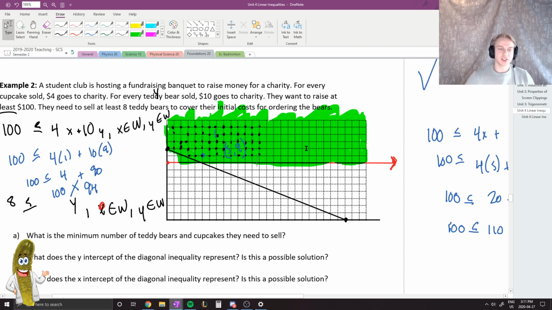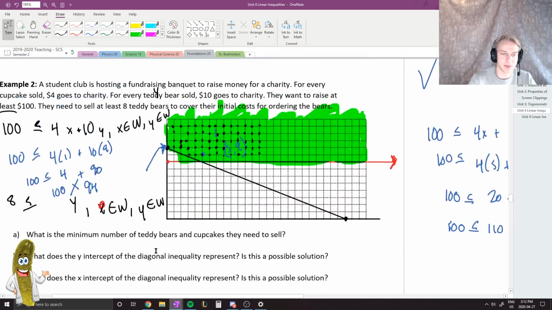Okay, so the first question then, I'm going to go back to Sarah for this one, is what does the y-intercept of the diagonal inequality represent? Is it a possible solution? So we are looking at that point right there, the y-intercept of the diagonal linear inequality. Is that one a possible solution, Sarah? It is. Yeah, awesome. Lovely. And that would be a scenario where we're selling 10 teddy bears and we're selling 0 cupcakes. So yeah, it fits within our correct answer. So it is a possible solution.